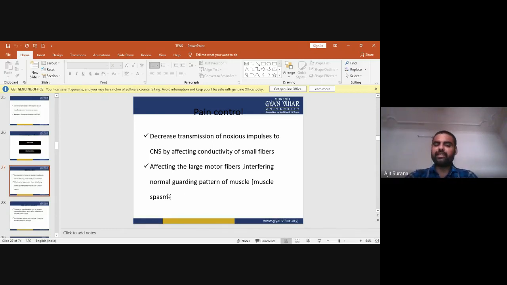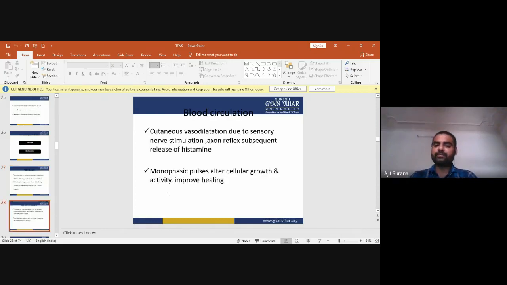So pain control is by decreasing the transmission of the noxious impulses to the central nervous system by affecting conductivity of the small fibers, or by affecting the motor fibers, interfering with the normal guarding pattern of the muscle, like causing muscle spasm. Now the second one is blood circulation.